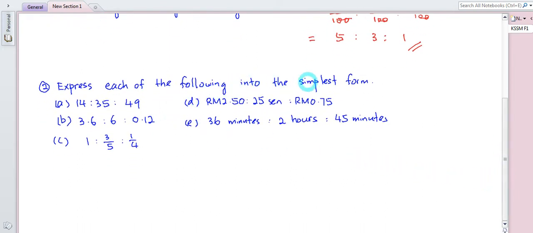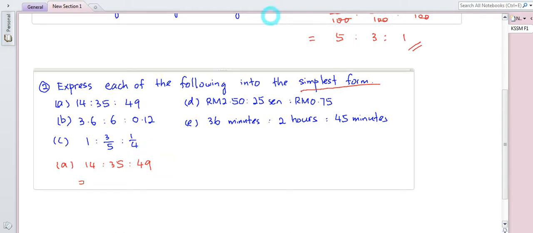Express each of the following in the simplest form. That means we cannot have a decimal, we cannot have fractions. Okay, so we look at part A. 14, 35, 49. You will notice that the highest common factor for these three numbers is actually 7. 14, 35, 49 have the highest common factor, which is equal to 7, right?